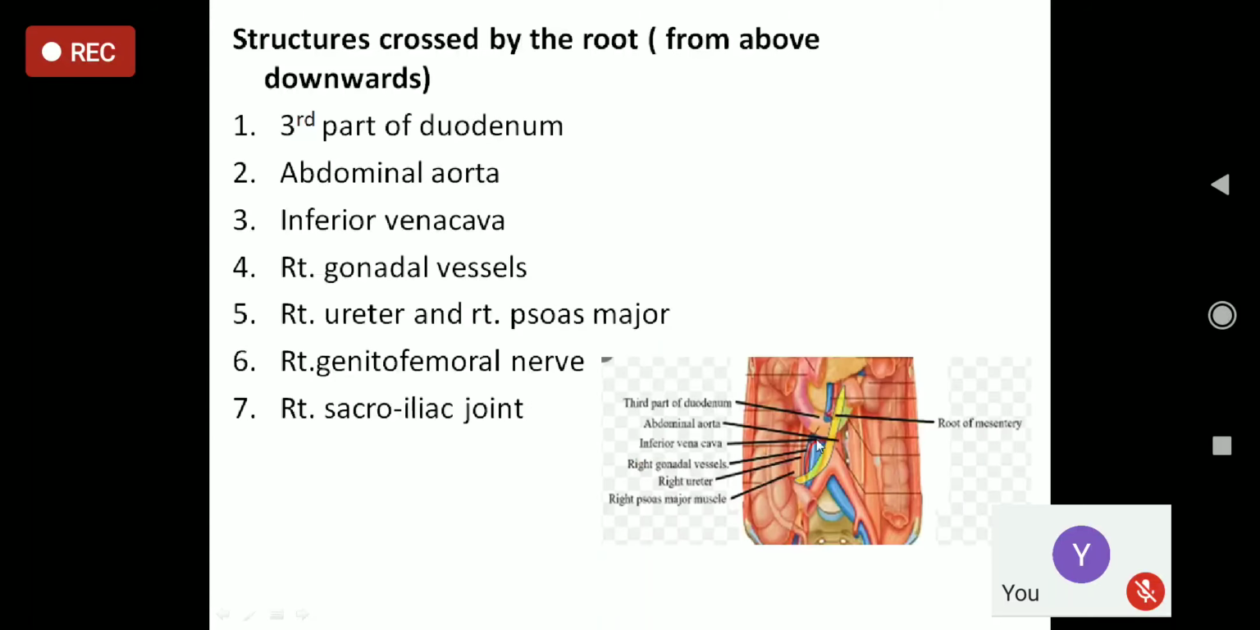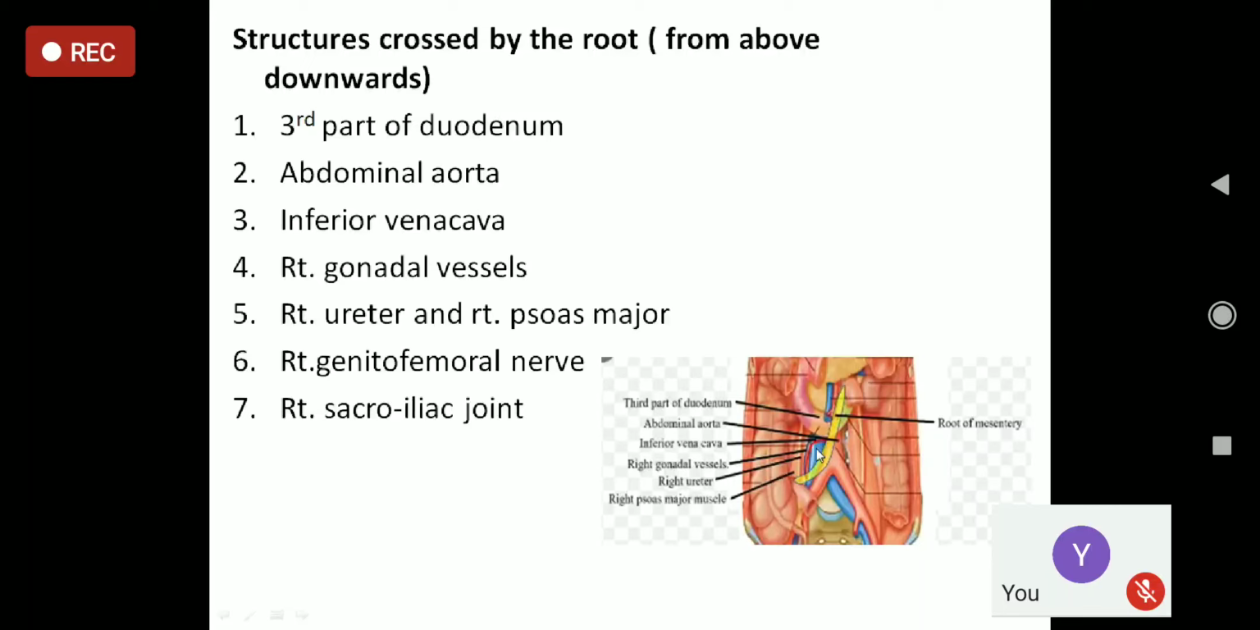And in this figure, you can see this is the posterior abdominal wall, this yellow color marked part. So this is the root of the mesentery. And there are so many structures which are crossed by the root of the mesentery. Okay, so from above downwards, they are: the transverse part, so this is the third part of the duodenum here. The next is the abdominal aorta. So this red color structure is the abdominal aorta. Then the inferior vena cava.